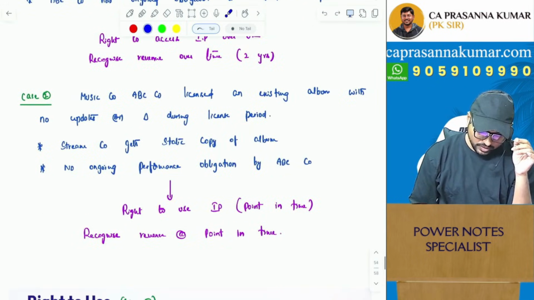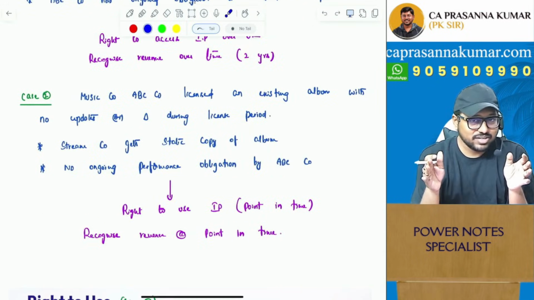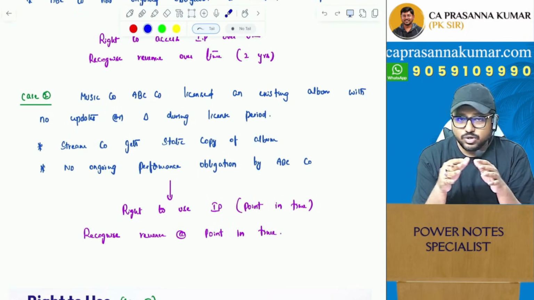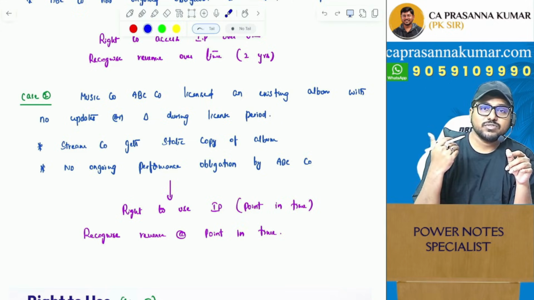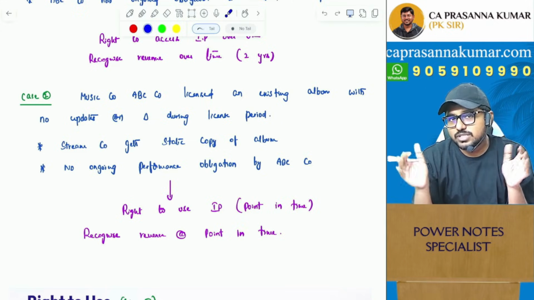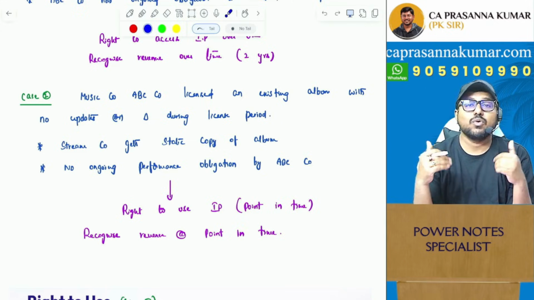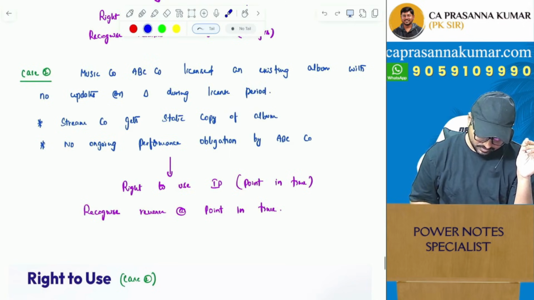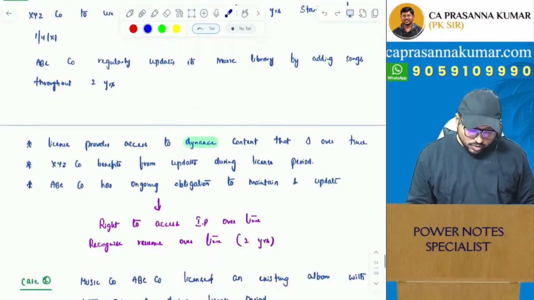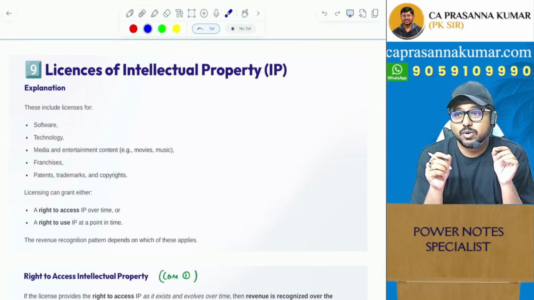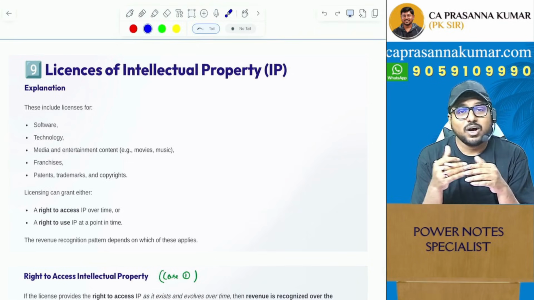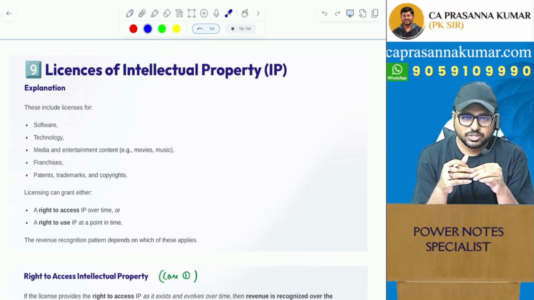So in the case of right to use, because the content is static, there's going to be no changes whatsoever in future. Therefore, the moment I gave you the license, the transfer of control of service is done. Therefore, the PO is satisfied at a point of time. Therefore, revenue also will be recognized at a point of time. That's it. So only to understand whether transfer of control of intellectual property is happening over a period of time or at a point of time, we have seen these two examples. Got it? Now let's revise.